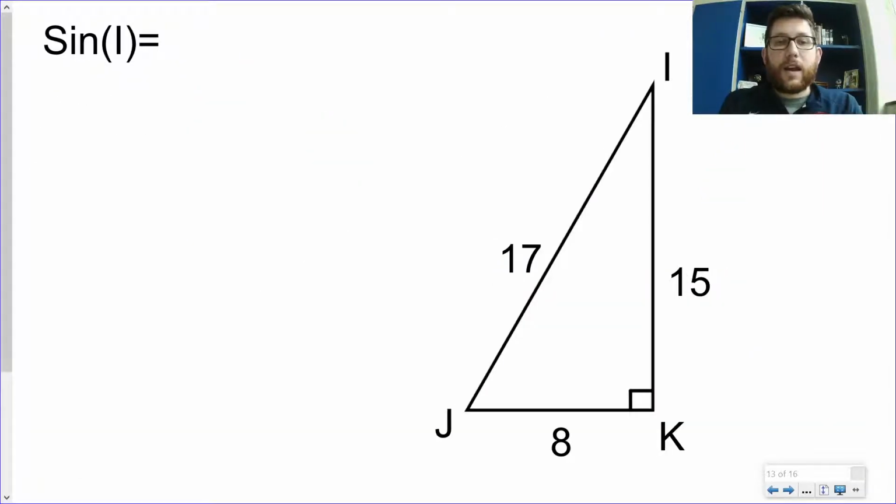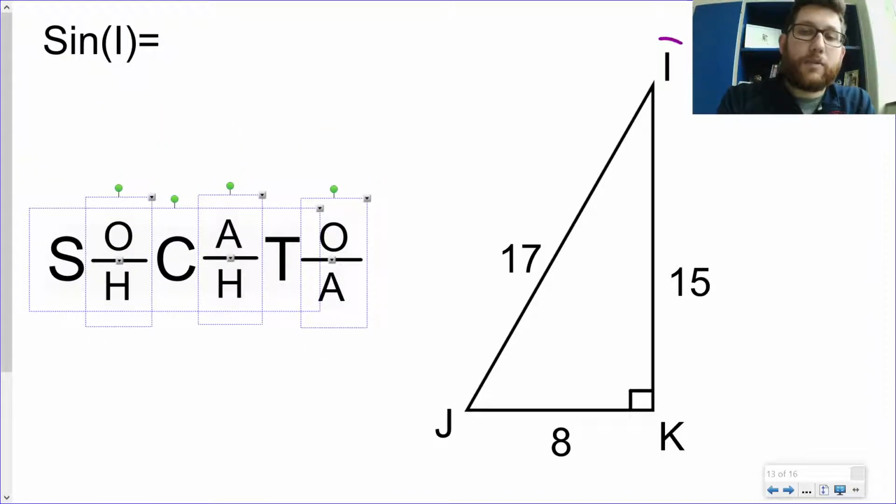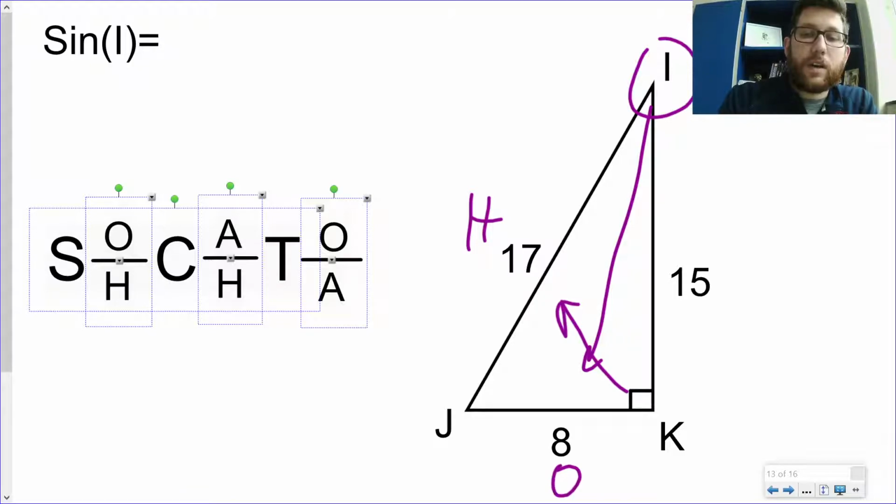All right, let's look at a couple of these where we just have to do one. Notice this one just wants me to do sine. So I'm doing sine of I. This is my H side, because it's opposite my 90. My angle is here, so that's O, that's A. Sine is O over H. And so if I'm just doing sine, all I need to do is 8 over 17, and I'm done.